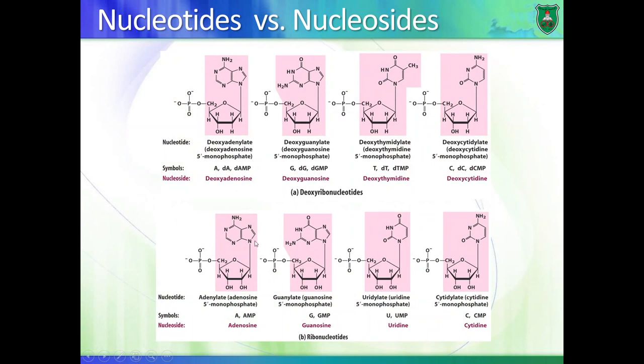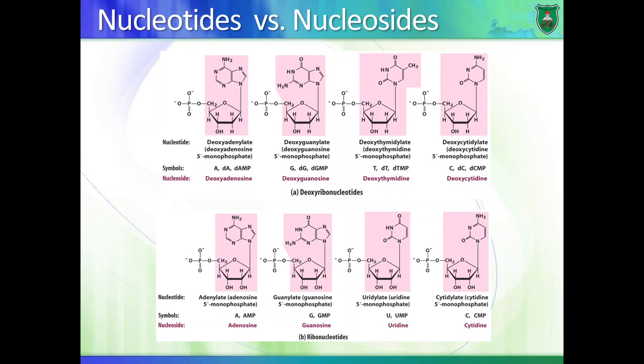So here we have an adenine as a base. When it is attached to the sugar, that is, we're talking about the nucleoside, it is known as adenosine. If I attach a phosphate, it's known as the nucleotide adenosine monophosphate, or we can say simply adenylate.